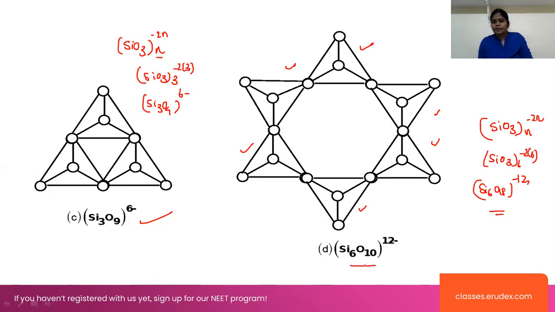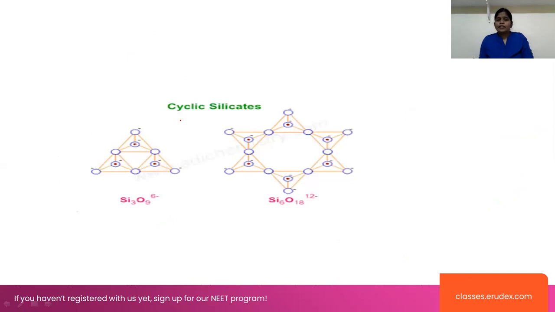This is the formula here, Si6O18. This is the O18, because we already have 3. Now look, these are the cyclic silicates.